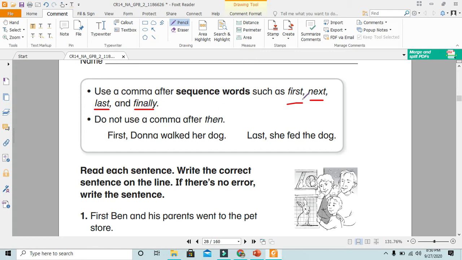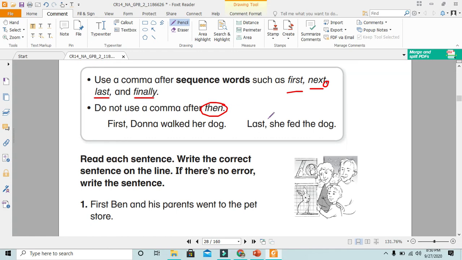When you write the word first and next, you have to put a comma. You have to put what? A comma. When you write last and finally, we put a comma. But when you use the word then, we don't need to put a comma. Okay, again, first, next, last, and finally, we put a comma after them. But the word then, we don't use a comma.